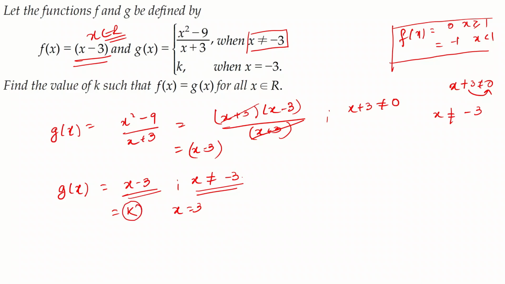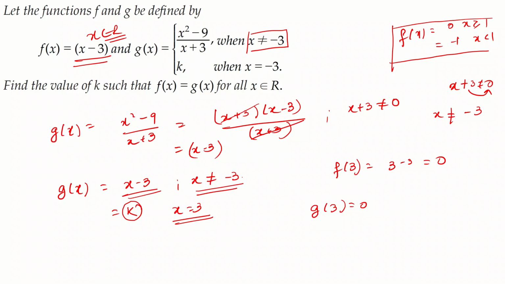For that we just need to find what f is taking at x equal to 3. So f(3) is 3 minus 3, which is 0. So at x equal to 3, f(x) is taking value 0. So we also want g(3) to be 0, right? Because in that case only f(x) and g(x) will be the same. f(x) and g(x) are already x minus 3 at all other values except for x equal to 3. So we just have to make sure that at x equal to 3, both of them take the same value.